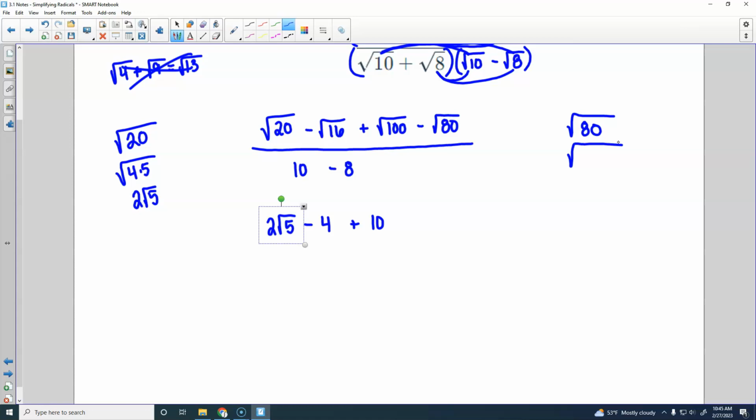4 and 20 will work, but there's going to be a bigger one. If 4 works, you want to try 16. 16 might work. I think it does. 16 and 5 is 80. So that is going to be 5 square root of 5. Oh, good question. 4 square root of 5.